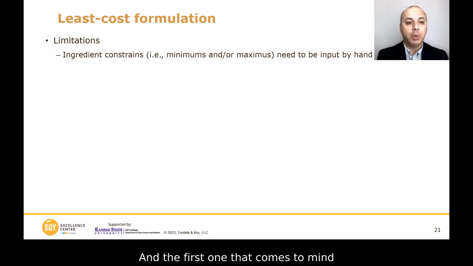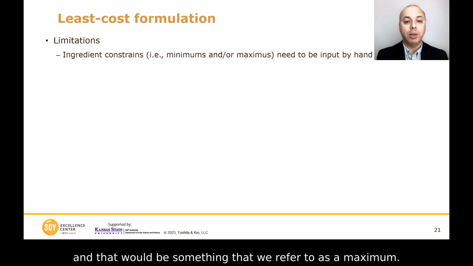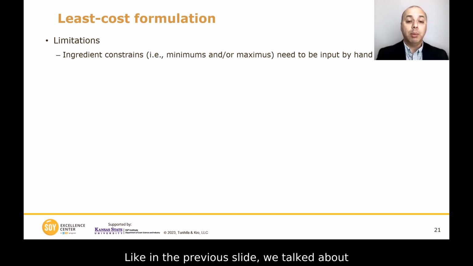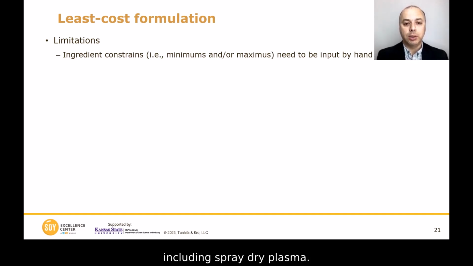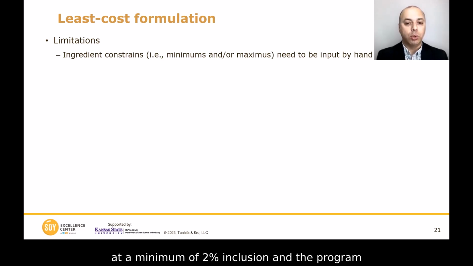And the first one that comes to mind are the ingredient constraints. What do you set as minimums and maximums? For example, you don't want to formulate a diet that will have 5% salt included in there. That would be something that we refer to as a maximum. Like in the previous slide, we talk about including spray dry plasma because it's an expensive ingredient. We probably want to force that and say, like, use plasma at a minimum of 2% inclusion, and the program will put 2% inclusion regardless of what the cost is. So we're forcing those things in, and then forcing those ingredients needs to be done by hand.